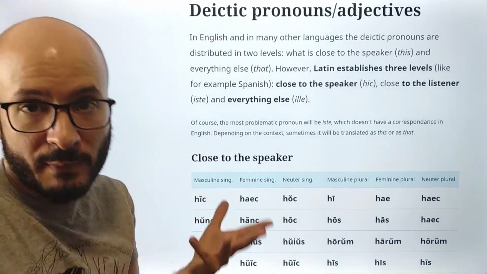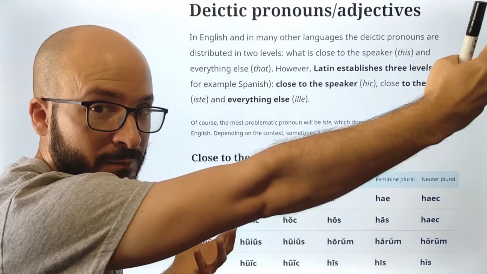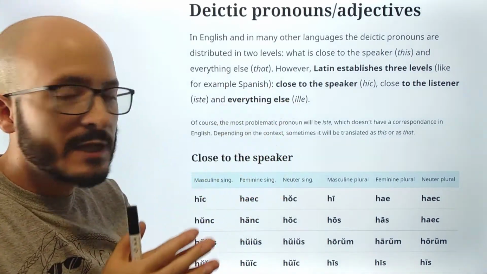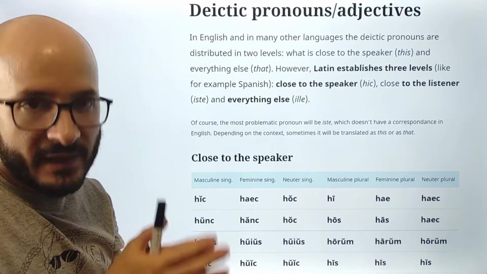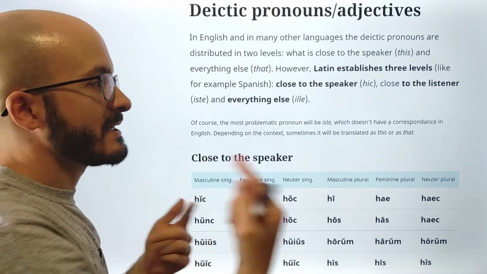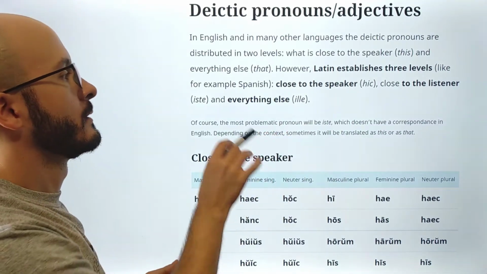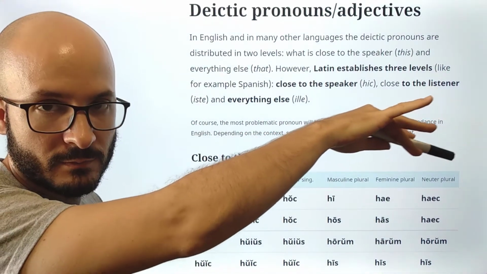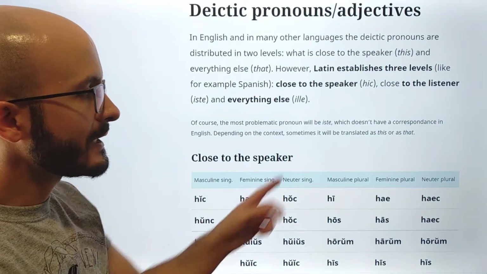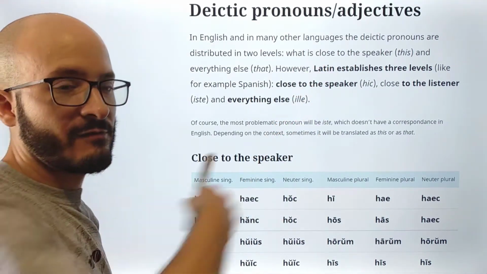So for example, if you know Spanish, you are familiar with this, no? Because in Spanish we have este, ese, aquel, okay? Of course, we are not here to learn Spanish. So close to the speaker, hic, which is equivalent to this, but then we have this double distinction: close to the listener, so close to you, iste, and everything else, ille, okay? Of course, the most problematic pronoun will be iste, because in English we have what is closer to me and everything else.